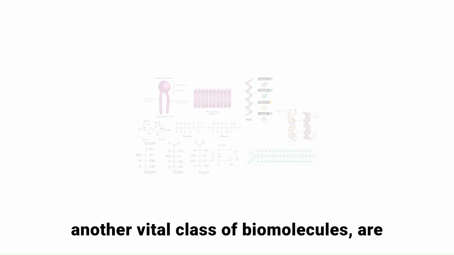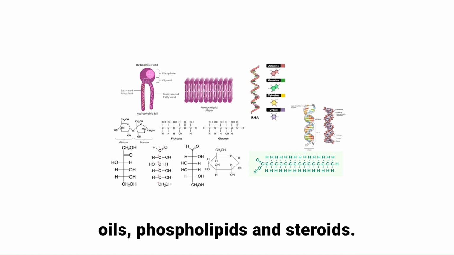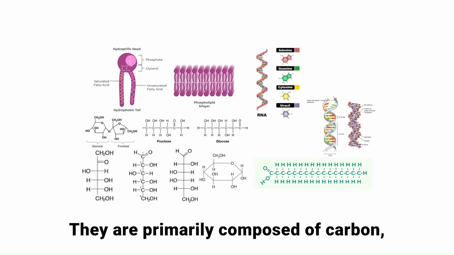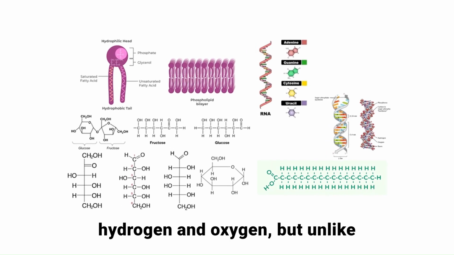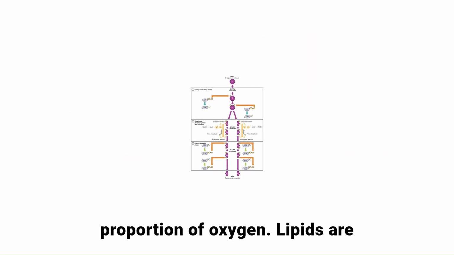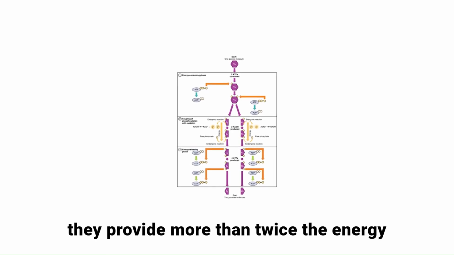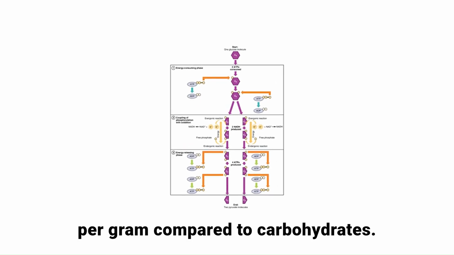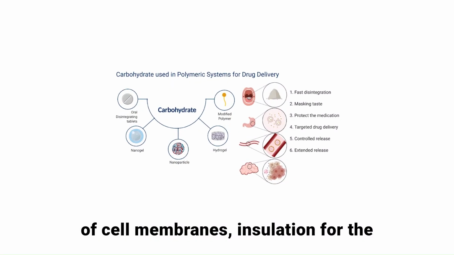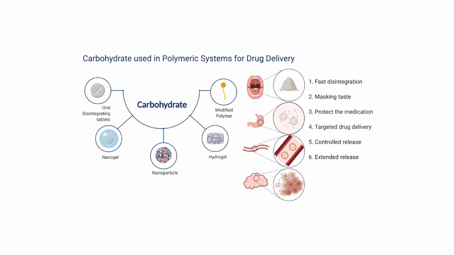Lipids, another vital class of biomolecules, are hydrophobic molecules that include fats, oils, phospholipids, and steroids. They are primarily composed of carbon, hydrogen, and oxygen, but unlike carbohydrates, they have a much lower proportion of oxygen. Lipids are crucial for long-term energy storage, as they provide more than twice the energy per gram compared to carbohydrates. They also serve as structural components of cell membranes, insulation for the body, and precursors for important signaling molecules.